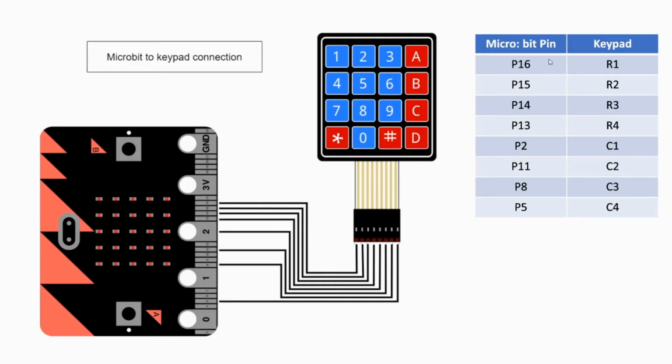The microbit pins will be connected to the keypad in this way. In my case, P16 will connect with row 1, P15 will connect with row 2, P14 will connect with row 3, P13 will connect with row 4, P2 will connect with C1, P11 will connect with C2, P8 will connect with C3, and P5 will connect with C4.